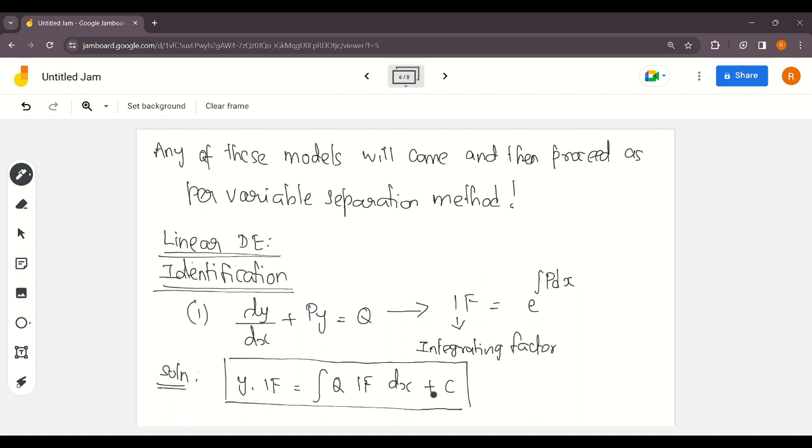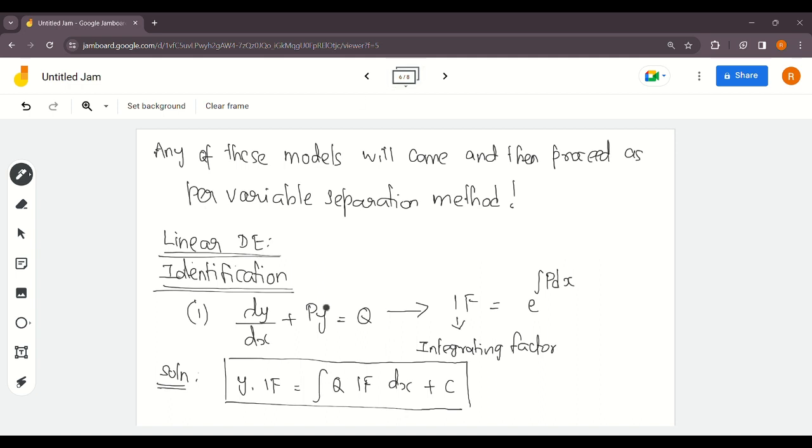Suppose they are asking you for a particular solution, they will be giving you the values of x and y. After finding out the general solution, you need to substitute the values of x and y in that general solution, and then find the value of c. So that is the difference between general solution and particular solution. A general solution will always have plus c, whereas in a particular solution you will be finding out the value of c and then substituting it.